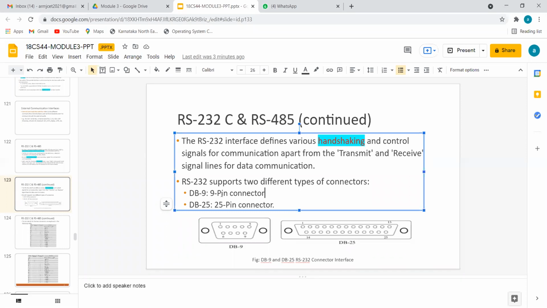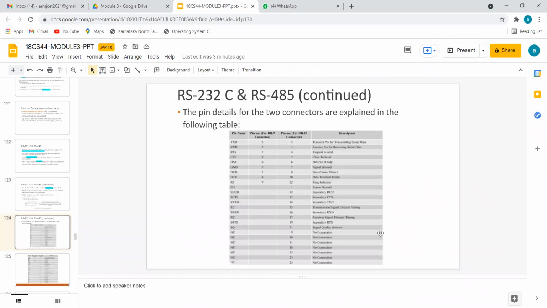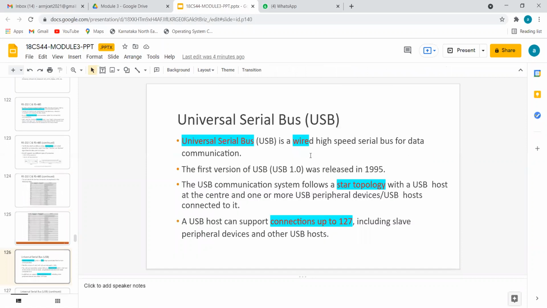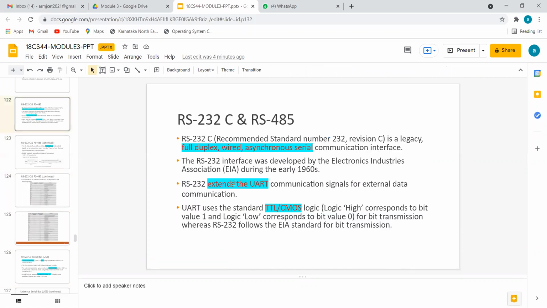There are two types of RS-232 pins. One is a 9 pin and another one is a 25 pin. 9 pin means 5 on the top, 4 on the bottom side, whereas a 25 pin configuration means 13 on the top and the remaining 12 on the bottom side. This is what the protocols are. There is one table given which shows which pin will do which particular work. This is for your reference. I don't think it is that important. So this is what we have about RS-232 and RS-485.